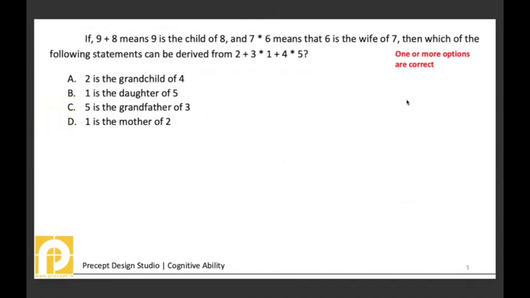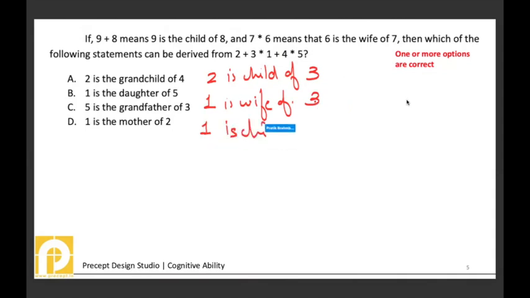9 plus 8 means 9 is child of 8. 7 into 6 means 6 is wife of 7. Then which of the following statements can be derived from 2 plus 3 multiplied by 1 plus 4 multiplied by 5? Okay. In this case, first we'll write the conditions. 2 plus 3 means 2 is child of 3. 3 into 1 means 1 is wife of 3. 1 plus 4 means 1 is child of 4. And 4 into 5 means 5 is wife of 4.